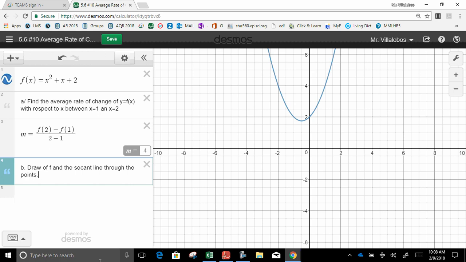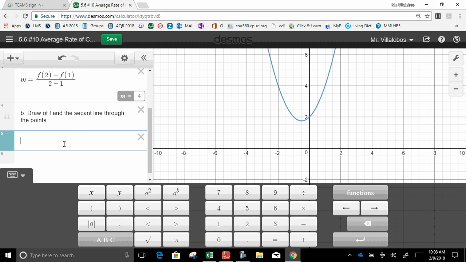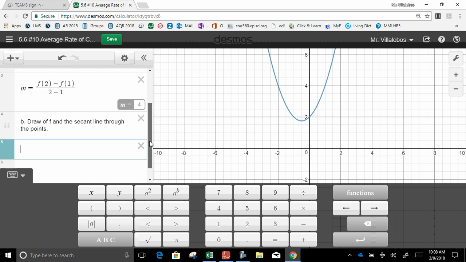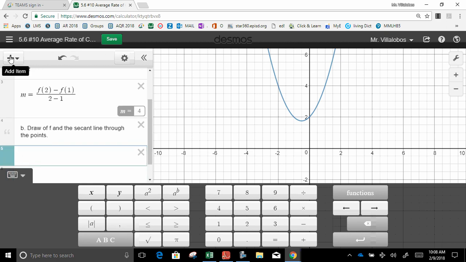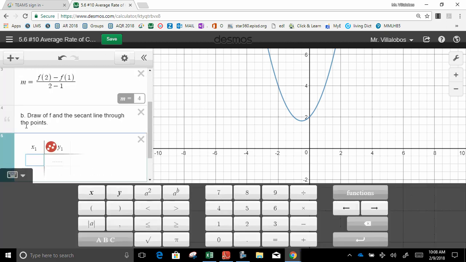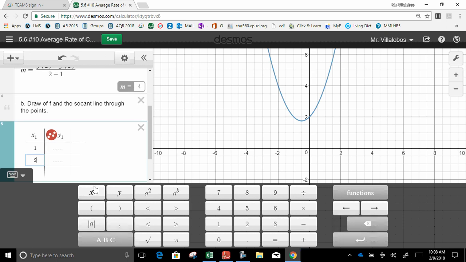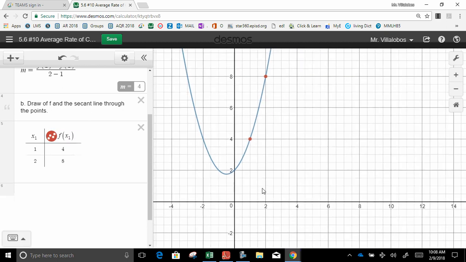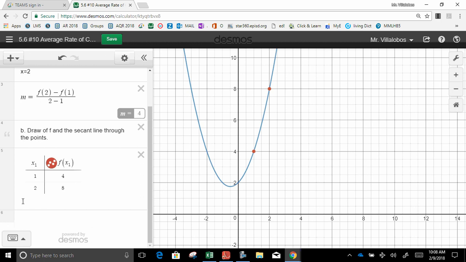Okay, so I need to know what the points are. The points are, what are they? So I would like to add a table. And I know it's 1 and 2 for the x. Replace your y1 with f of x1. And that'll give you the 2 points. Move the graph over. And I can see that goes through 1, 4, and 2, 8.